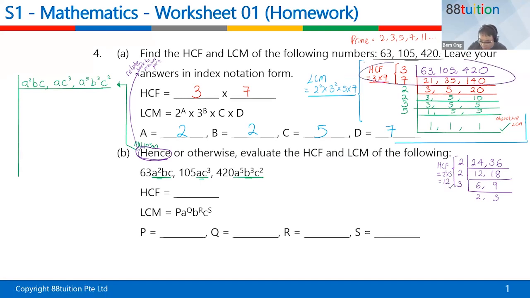It's the same method I use for the top part. Are you okay or not? Because you're asking me why the HCF is 3 times 7. Because through my working, it is. Through my working, it is.